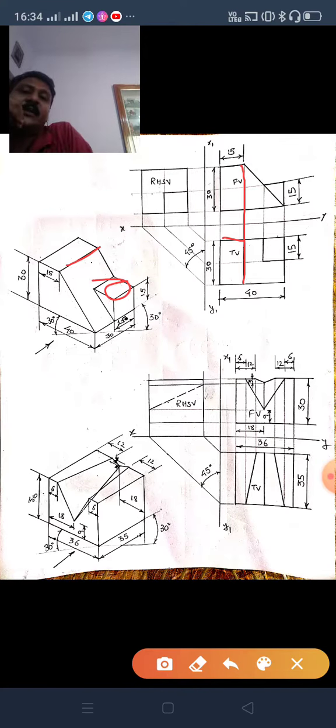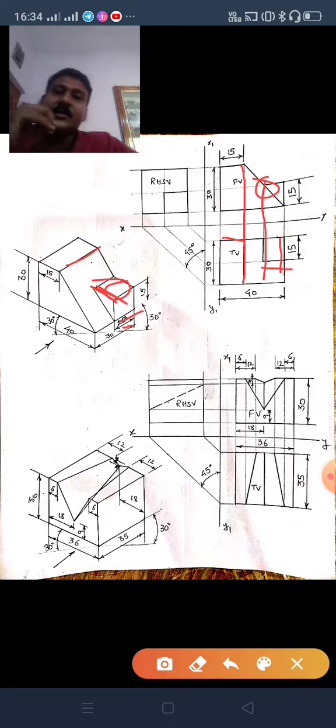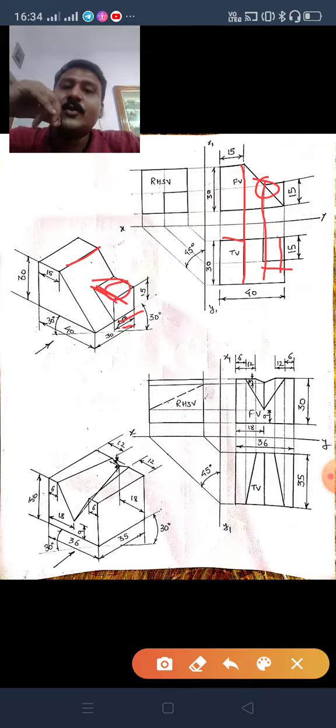Okay, what is the length of this box? This length is 15, this is known to you, but this length is not known to you. So no problem. You have this point with you. You just project it, and this length is 15. So draw this. This box is also known to you. So the top view is completed.